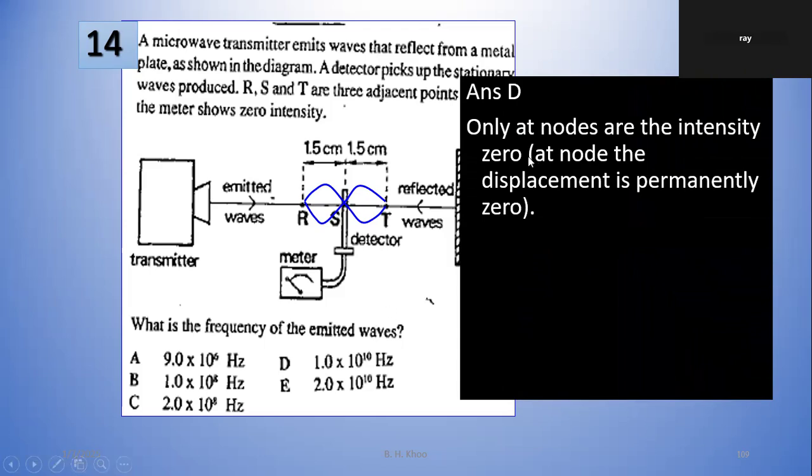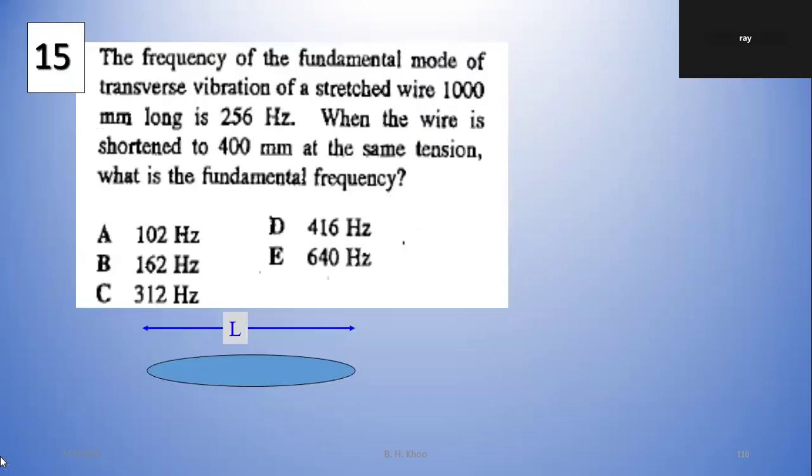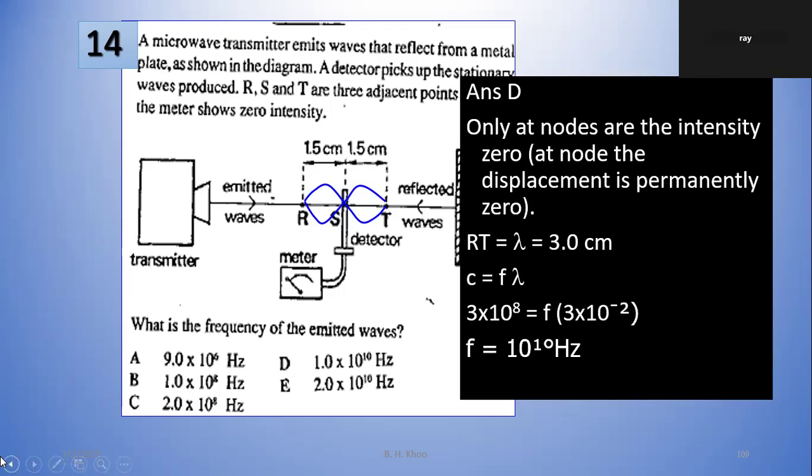Only at the nodes is the intensity zero. At the node, the displacement is permanently zero. So RT is one wavelength, 3 cm, and for the frequency, if you use microwave, the speed of light equals f lambda. So the frequency is just 10 to the power 10 hertz. Okay, got it.